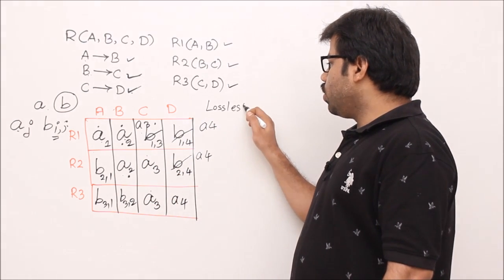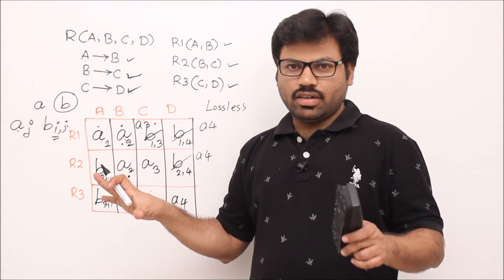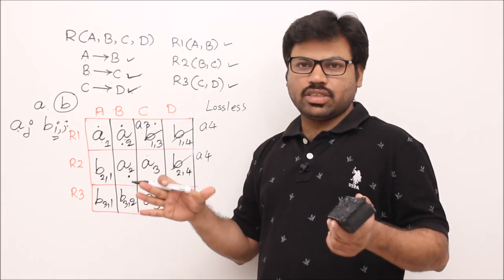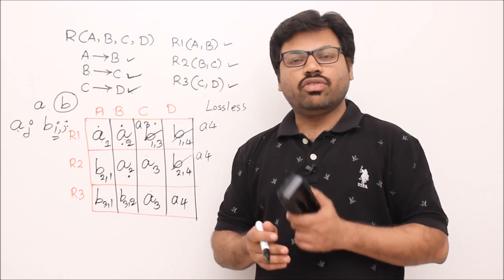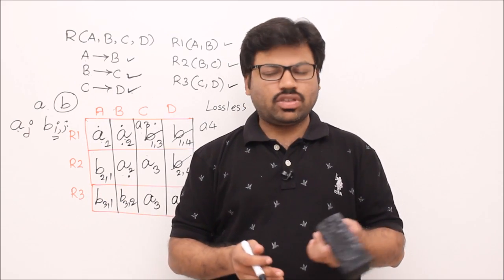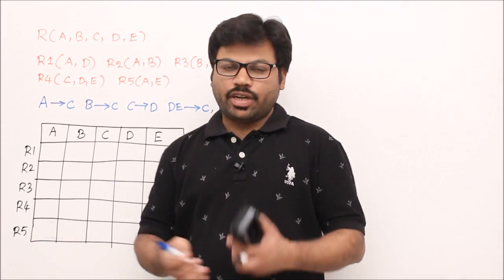Sometimes what happens, you don't see any modification. That means your algorithm will be terminated because no more updates are possible, but you don't see any row with all A's. That is lossy. So we understand this concept with examples so that it will be easy for you to understand. Let me take one more example. Let's see one more example to get more confidence.